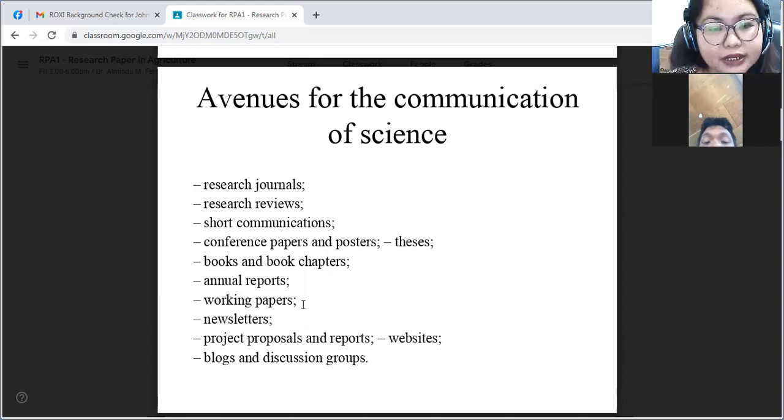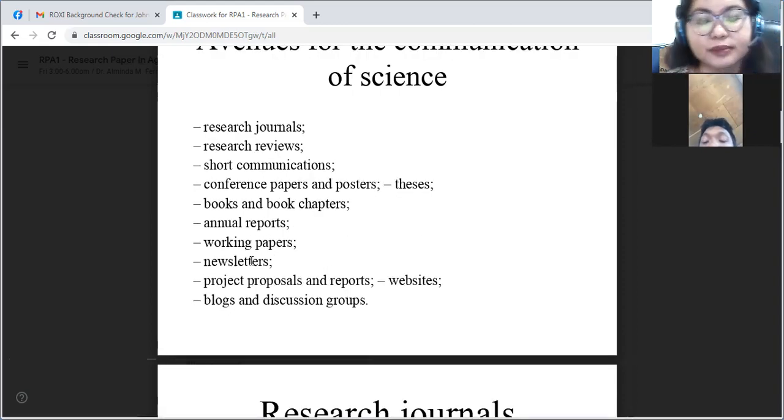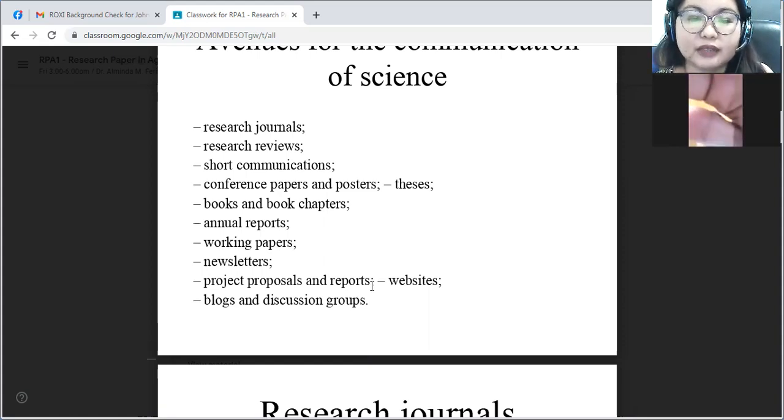Working papers, like, usually sa mga research institute siya, or mga outputs sa research. And then newsletter, of course, mga news. And project proposals and reports, like kung funded ka by the government or funded by a private company, so you need to make a proposal and then report.